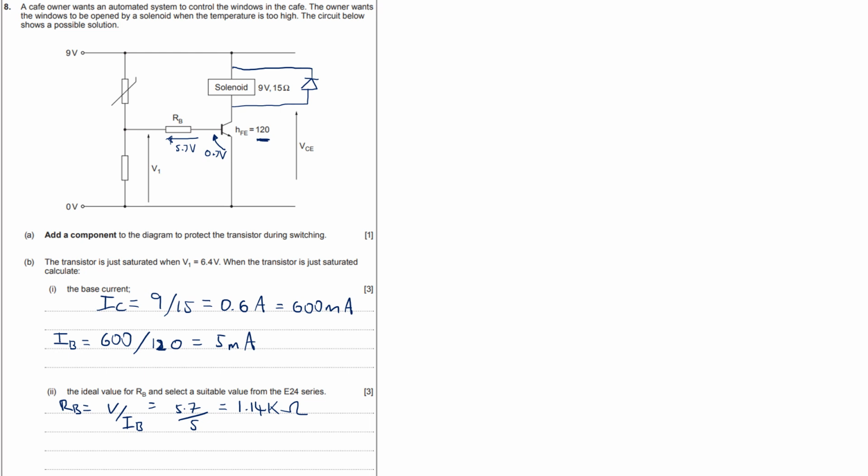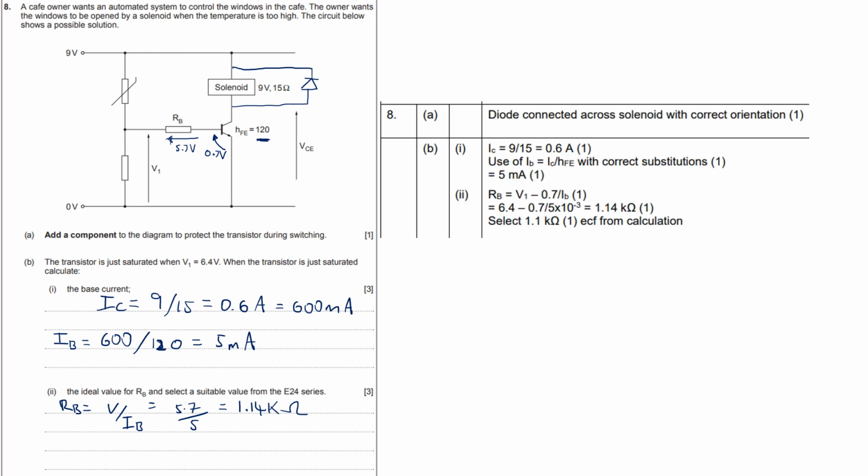Right, on your data sheet you've got the E24 series. Now you need to think to yourself, would you go for a higher resistor value or a lower one? Well, if you went for a higher resistor value, there would be a little bit less current, which wouldn't be enough to saturate the transistor. We need to go for the lower resistor value, because then there'll be enough to saturate the transistor. It doesn't actually matter if I've got a little bit more current than needed, but we need to go for the lower value from the E24 series. Okay, so you've got the 1.1 kilo ohm resistor that you could choose from there. Okay, nice.